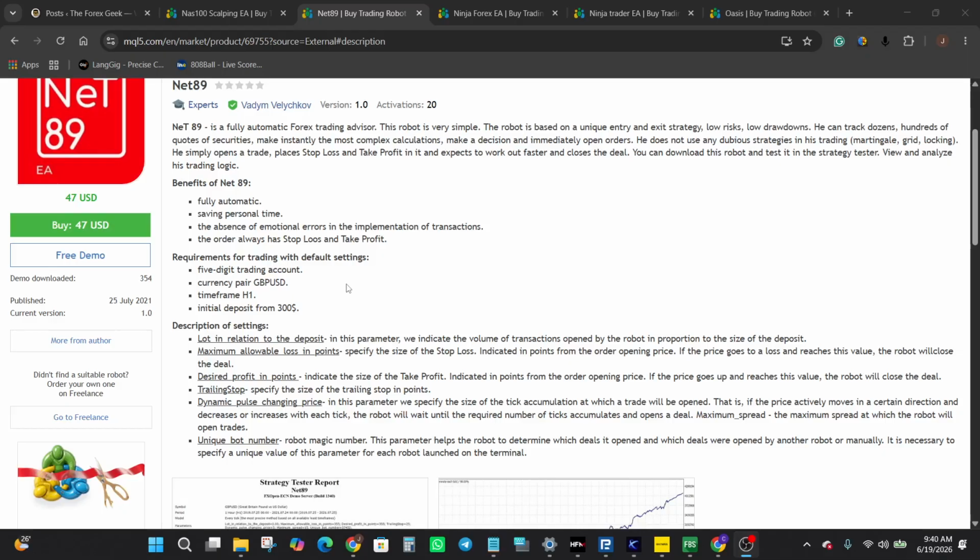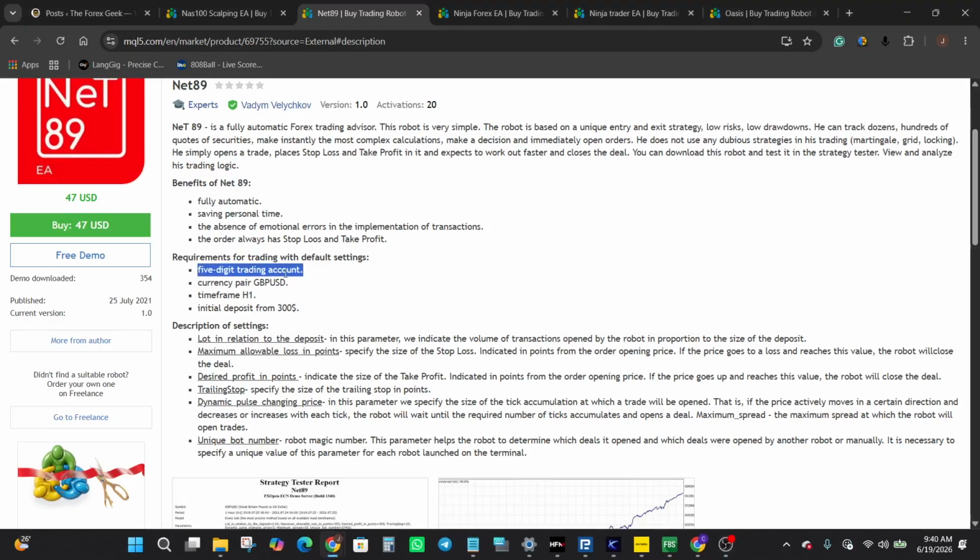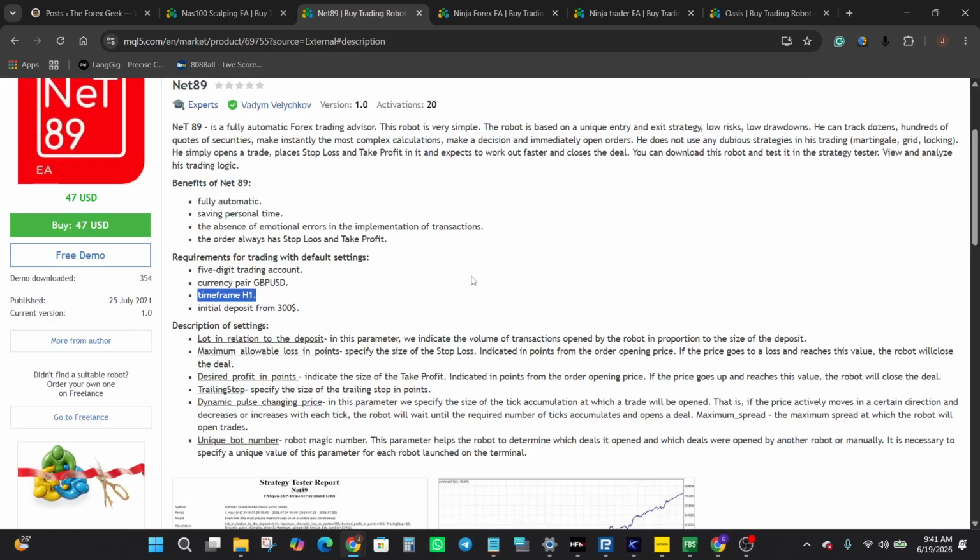Now, looking at the trading requirements section, the recommended setup is quite specific. The EA is designed for a 5-digit trading account with GBPUSD listed as the recommended currency pair and the H1 time frame identified as the intended chart period. The developer also recommends an initial deposit starting from $300 when using the default settings.